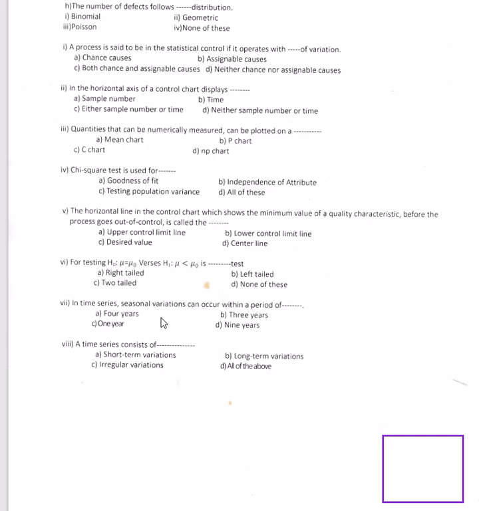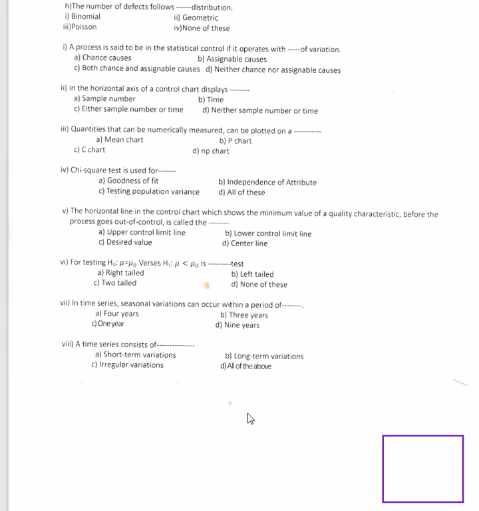In time series, seasonal variations can occur within a period of how many years? Since it is a seasonal variation, it is a period of less than 1 year. A time series consists of short-term variations, long-term variations, irregular variations, all of the above. The correct answer is all of the above.